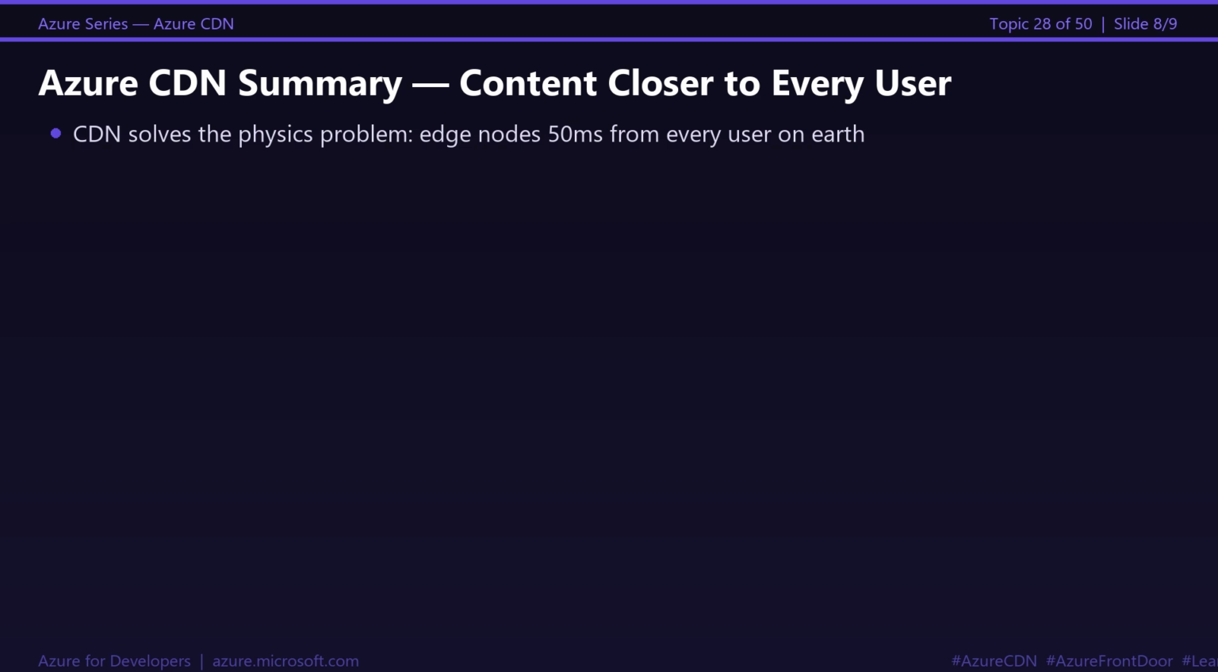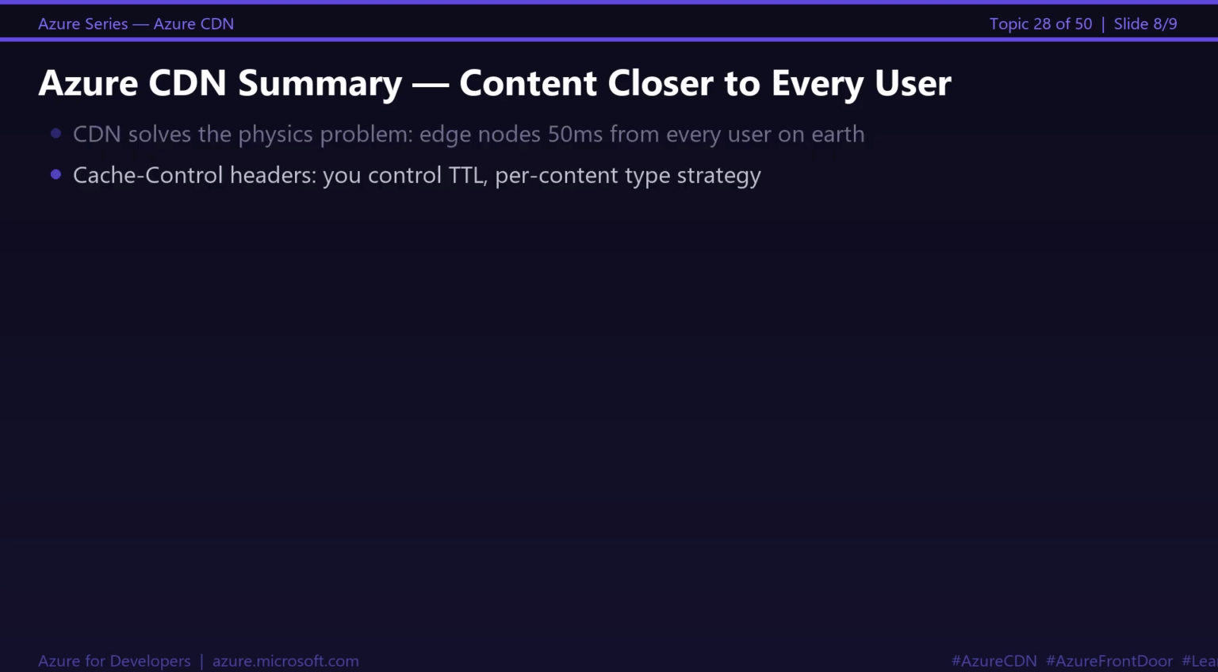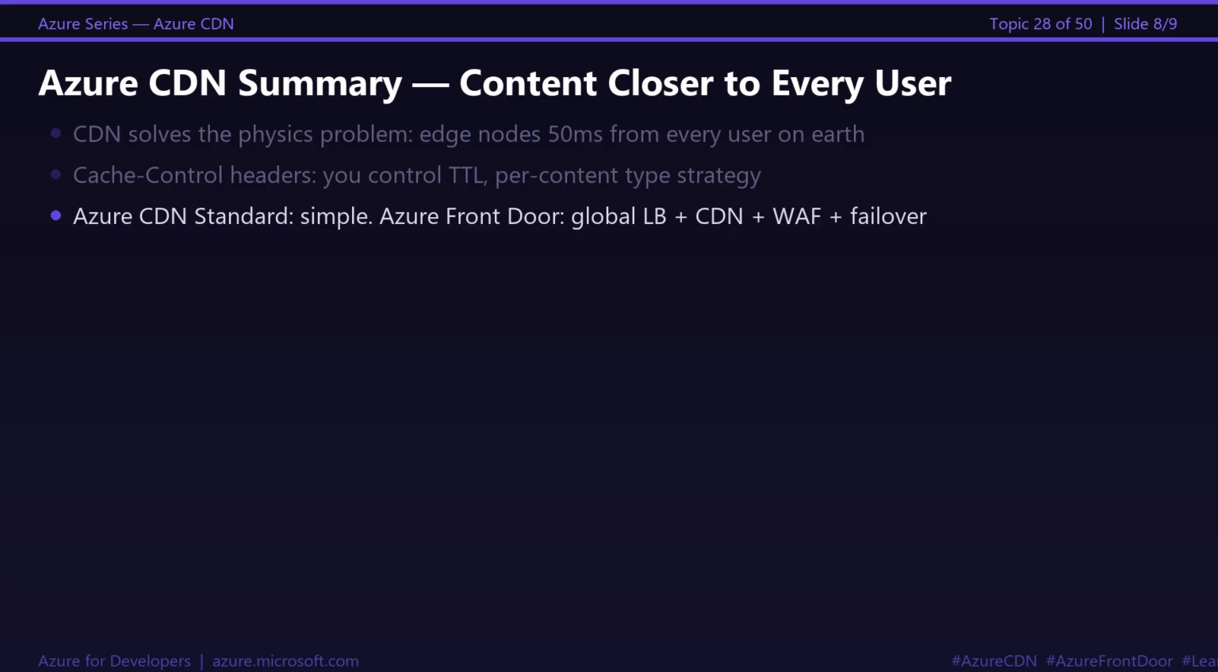Let me bring it all together. A CDN solves a problem that no amount of application optimization can fix. Geography, physics, distance. Put your content on edge nodes near your users and latency drops from 800 milliseconds to 5 milliseconds. Cache control headers give you complete control.